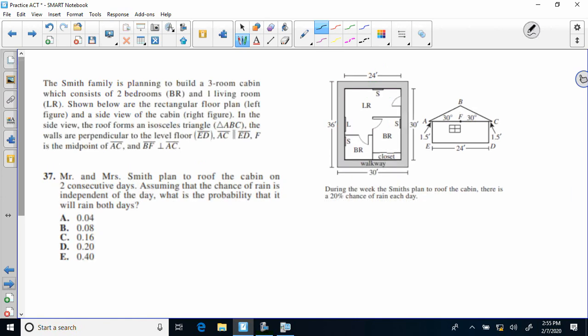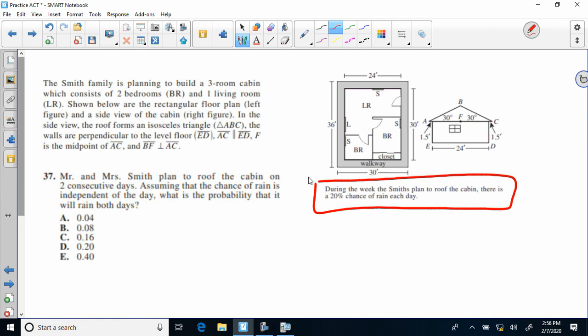Number 37, Mr. and Mrs. Smith plan to roof the cabin on 2 consecutive days. Assuming that the chance of rain is independent of the day, what is the probability that it will rain both days? And it tells you over here, in really small letters if you read it, during the week, the Smiths plan to roof the cabin. There is a 20% chance of rain each day.